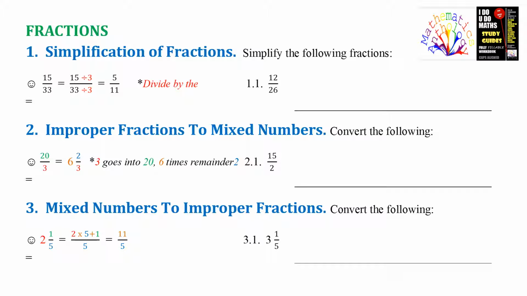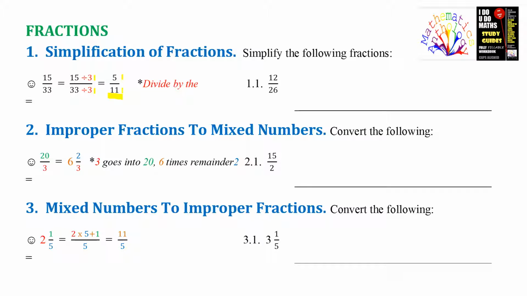So on the top here, we can divide 15 by 3, and that's going to give us 5. And at the bottom, for the denominator, we can divide 33 by 3, which will give us 11. So 15 over 33 can be simplified to 5 over 11.